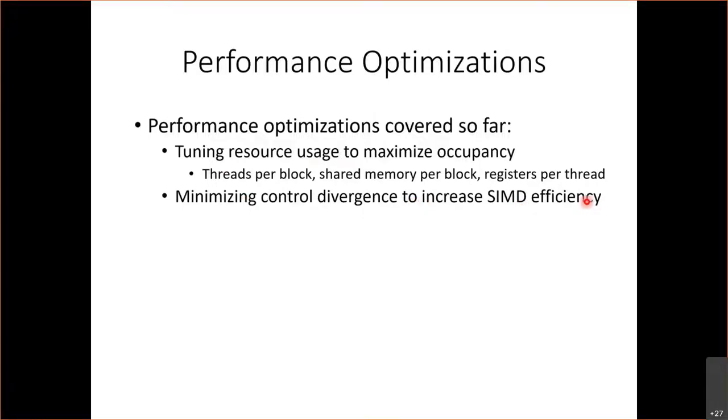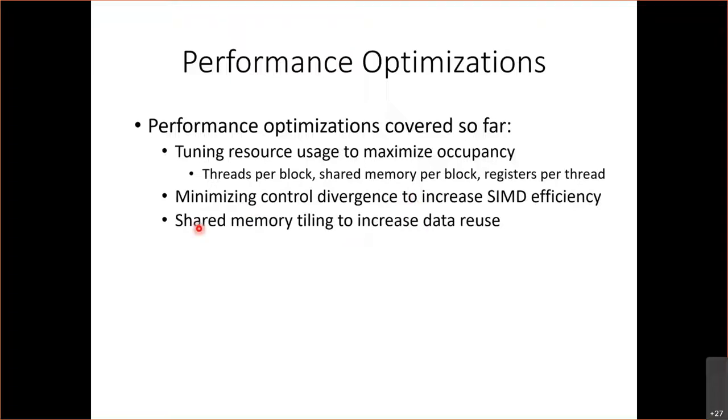We actually didn't do an example of this. We just observed that control divergence exists, that it is a source of inefficiency, and that it is important to minimize it. But we didn't do an example of how to do so, and we will do multiple examples later on in the course on minimizing control divergence. But it is an optimization that we have alluded to.